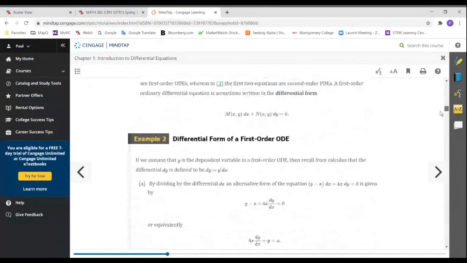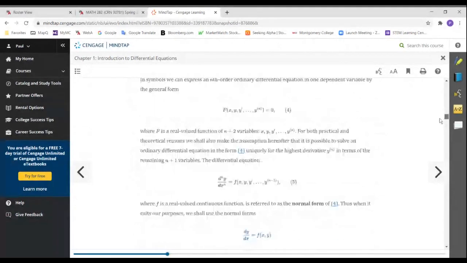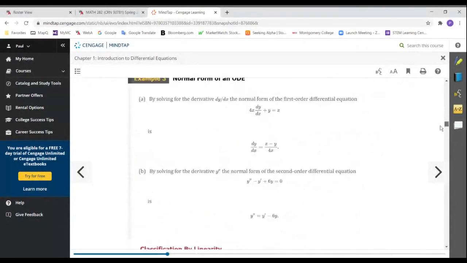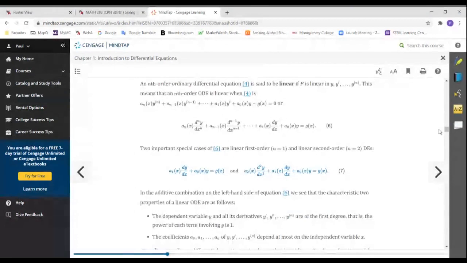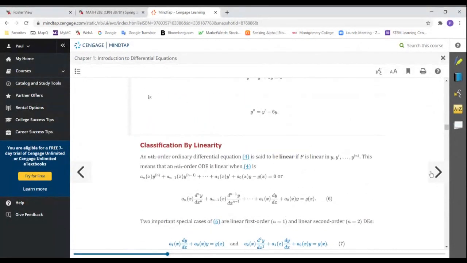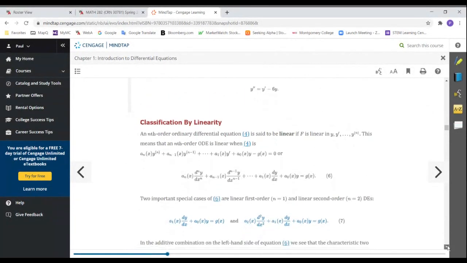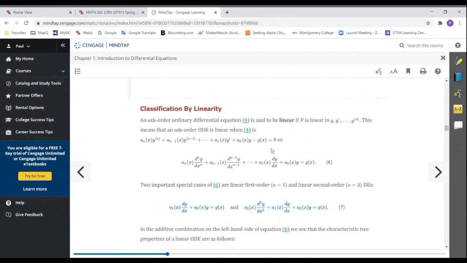Okay, so they give some information. They give some information. But here in section 1.1, they talk about classification by linearity.